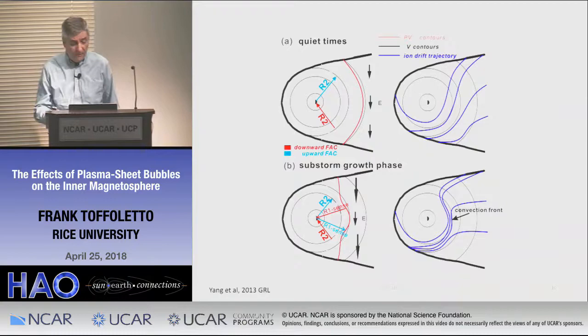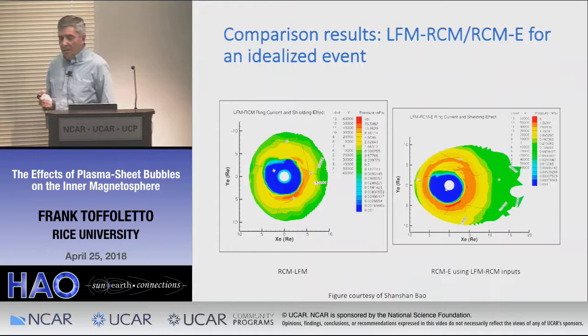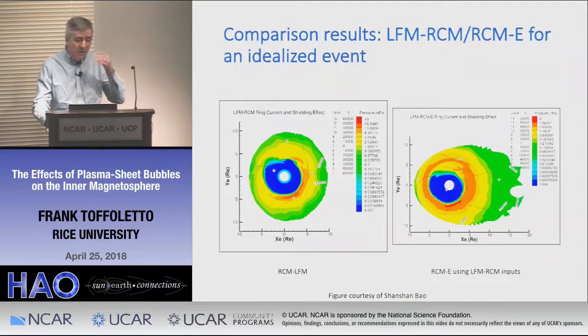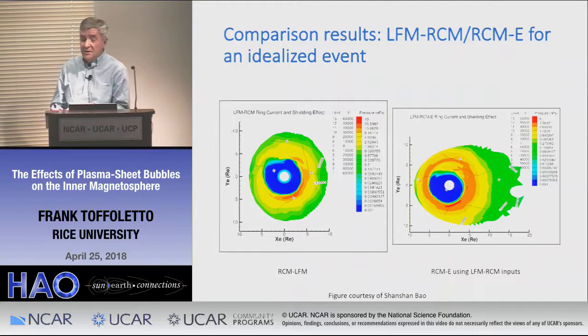Another recent example of using RCM-E is using it driven from the LFM, which I guess many of you probably know what that is. A student of mine did this, where she used RCM-E, but instead of using a statistical or made-up plasma sheet boundary condition magnetic field, she used the MHD magnetic field and ran the same event, and ran the RCM-E as a boundary, and basically ran them side by side.